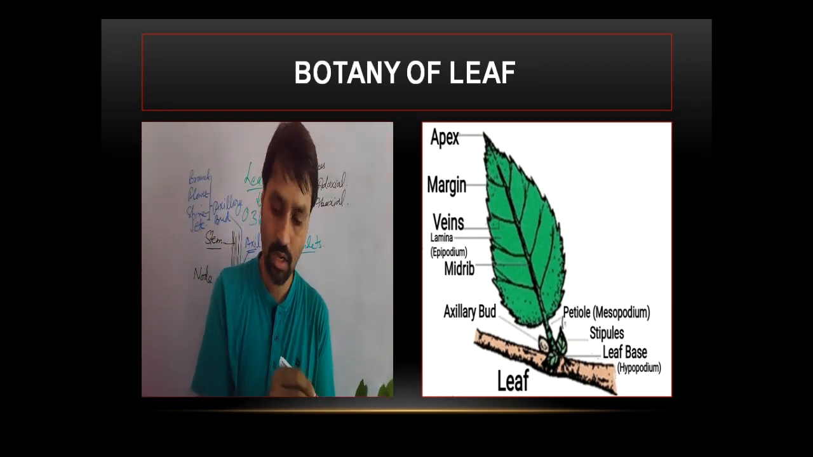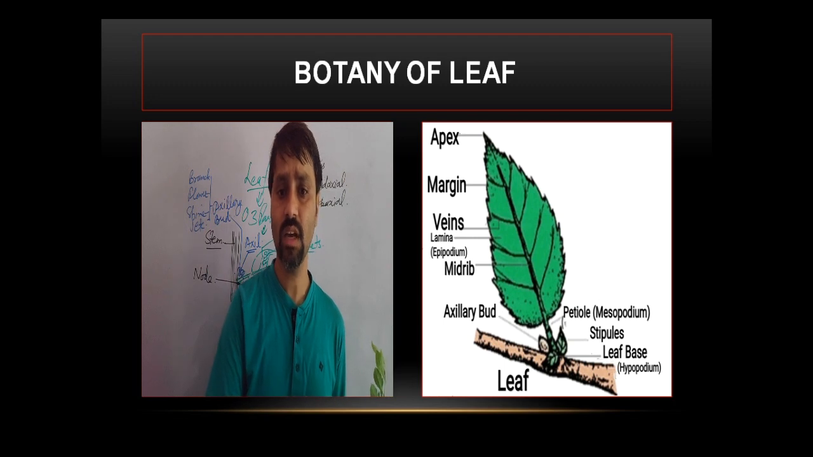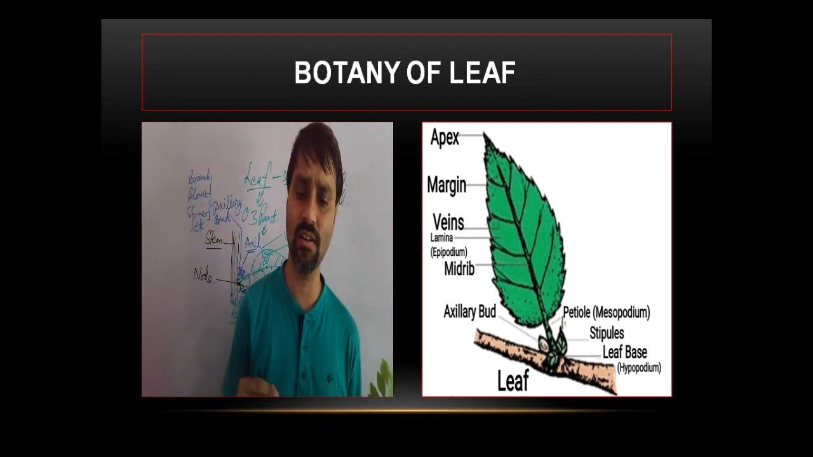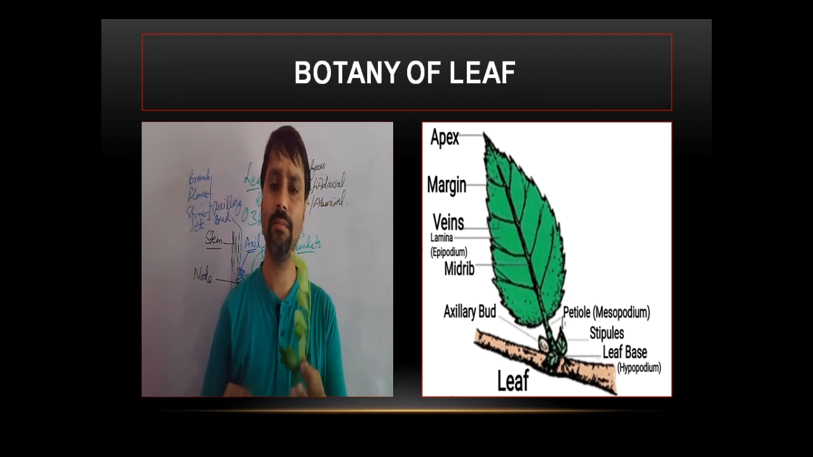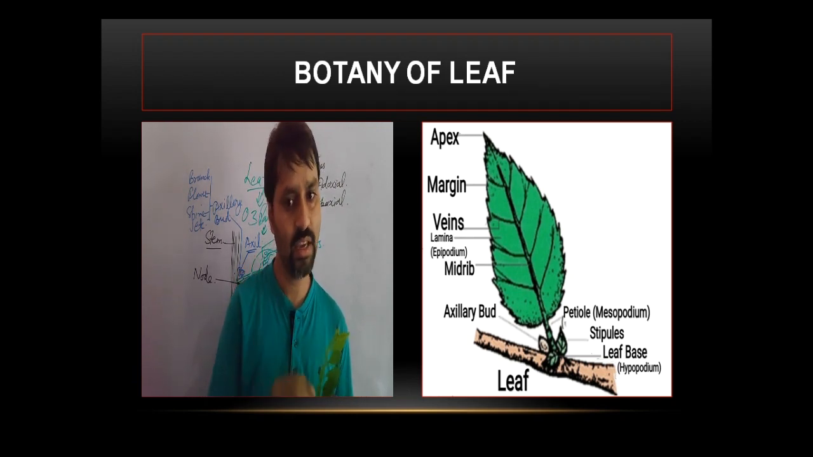Okay. Now look at the leaf on your screen. Leaf has axial or axillary structures. Is it clear or not? Okay, beta. Now one more thing. This is clear now.